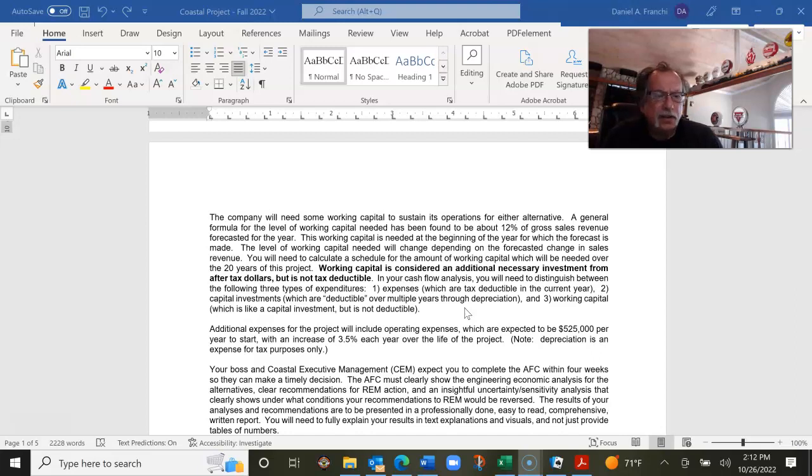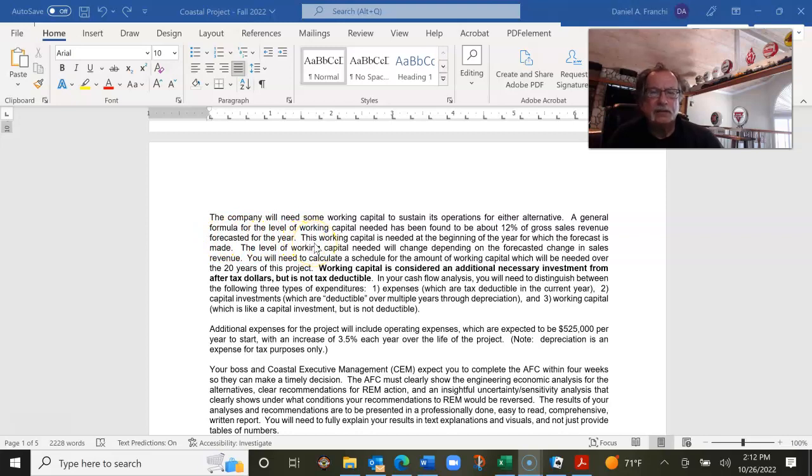Now, I don't sell all of my olive oil in December. I sell it over the next year, so I recover that investment over the next year. So basically, working capital is cash that's required to run the business. And what we're going to assume here is that the cash required to run the business is 12% of the gross sales revenue forecasted for the next year.